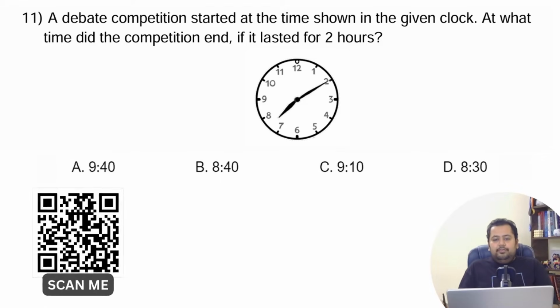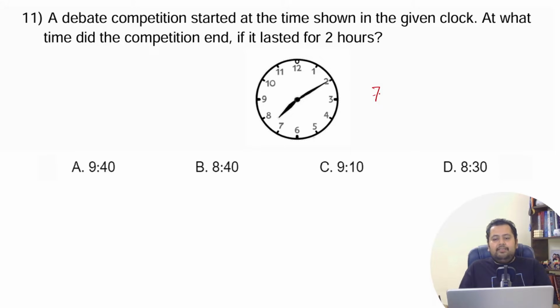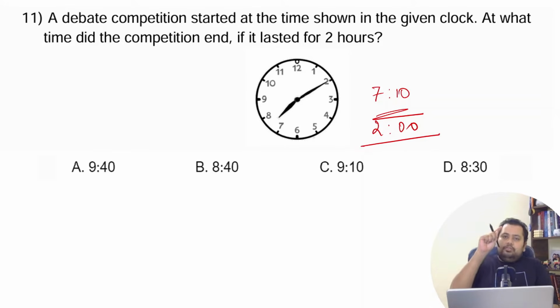Great. So currently the time is 7:10, right? 7 hours 10 minutes. Can be morning, can be afternoon, I don't care. But 2 hours from here. So if you add 2 hours from here, adding 1 hour will take you from 7:10 to 8:10, correct? And adding another hour would take you from 8:10 to 9:10. So 9:10, option number C is the correct answer. Hope you got it correct. If you did, give yourself a star.